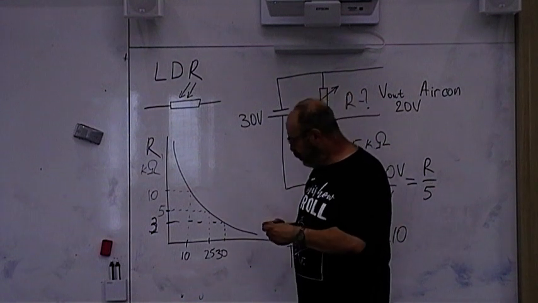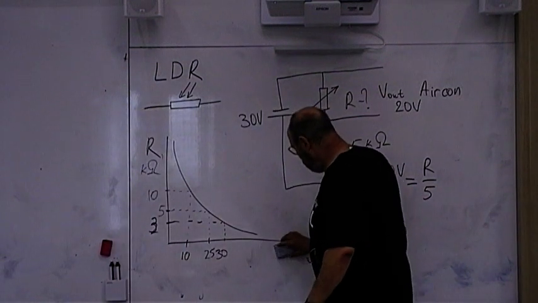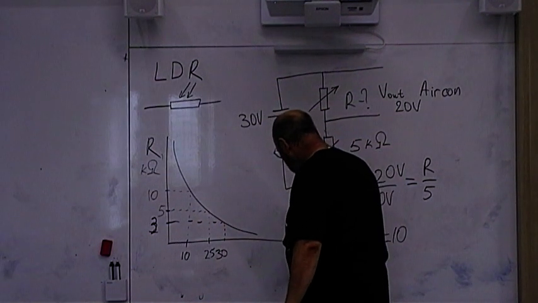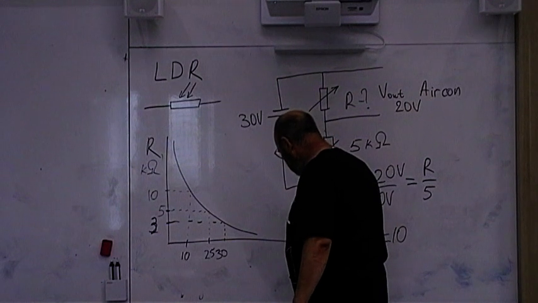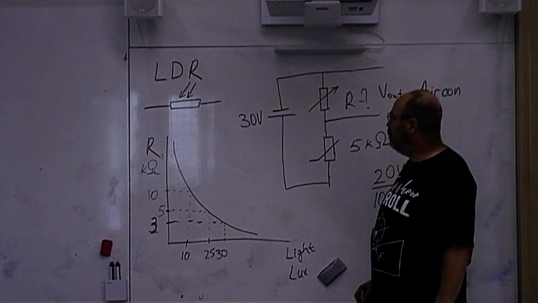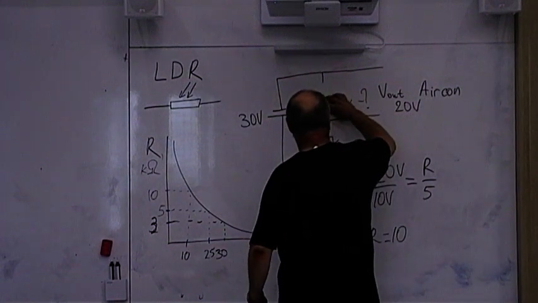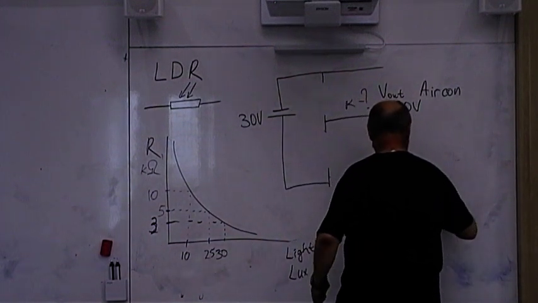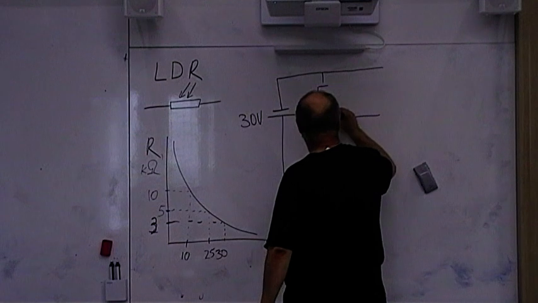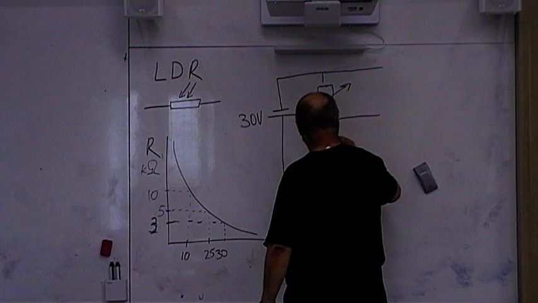And again, the only difference is that here we have light intensity, which is measured in lux. And again, we will have the same voltage divider. We have the voltage, we have a variable resistor, and we have the LDR.